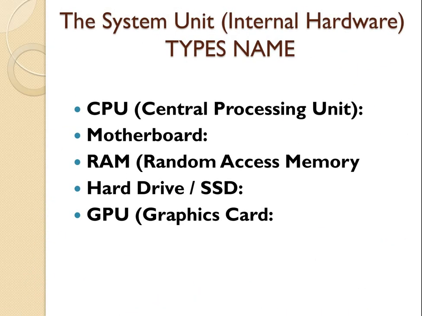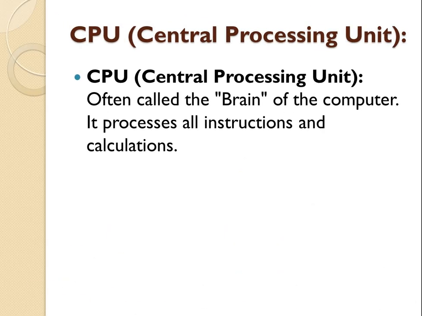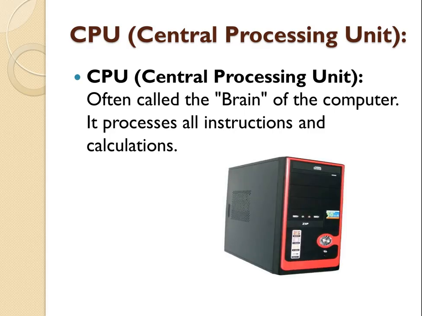Storage, hard drive. The system unit, internal hardware, types name. CPU, central processing unit. Motherboard. RAM, random access memory. Hard drive/SSD. GPU, graphics card. CPU, central processing unit, often called the brain of the computer. It processes all instructions and calculations.